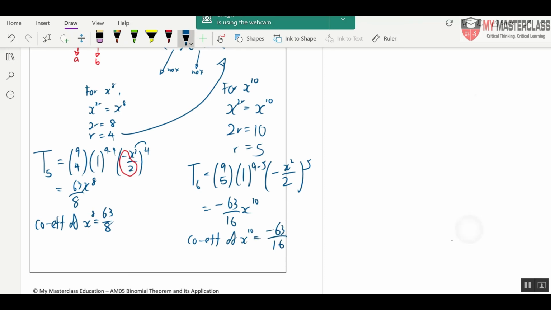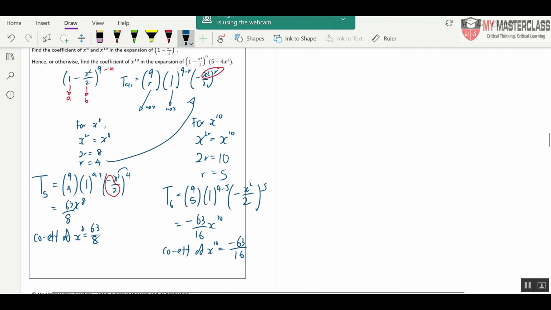Alright, so T r plus 1, don't worry, always just write down your T r plus 1 first, put in the n, put in the a, put in the b. Use the power of x to find what is your r. Then put it back into your T r plus 1 formula. Okay, now for the second part, hence or otherwise, find this in the expansion of this. Okay, now again, did the question ask you to expand anything? No. So how do I find the coefficient of x to the power 10?